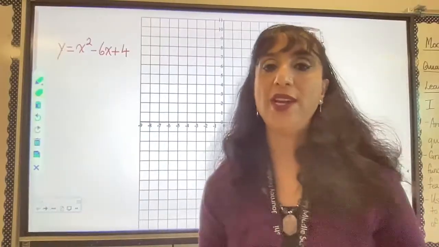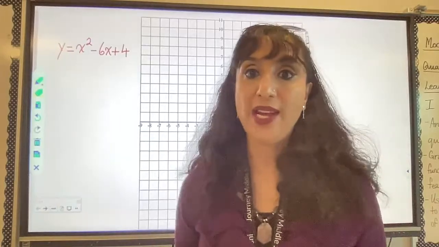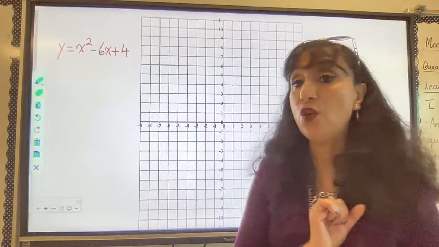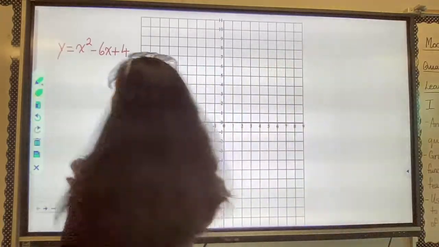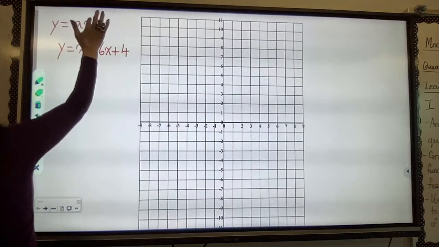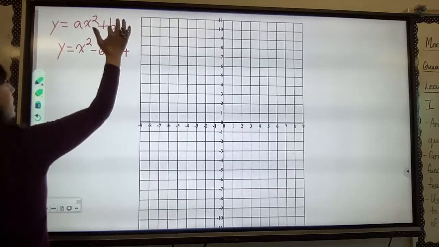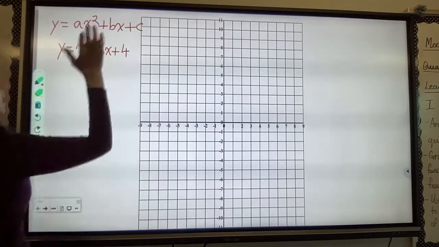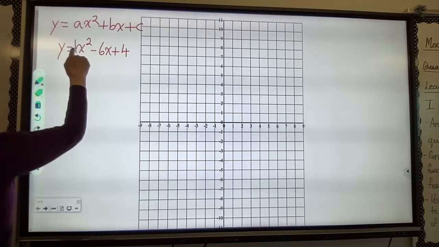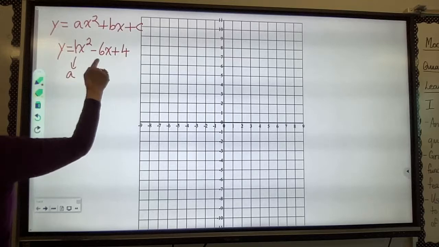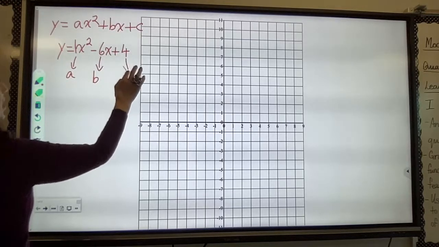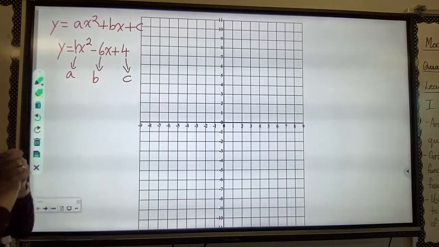So I'm just going to go ahead and do one last example so that this concept is super clear to you all. Okay, so once again, we know the standard form of a quadratic equation is y is equal to ax squared plus bx plus c. Now we have this over here. My a is going to be 1, my b is going to be -6, and then I have my c.